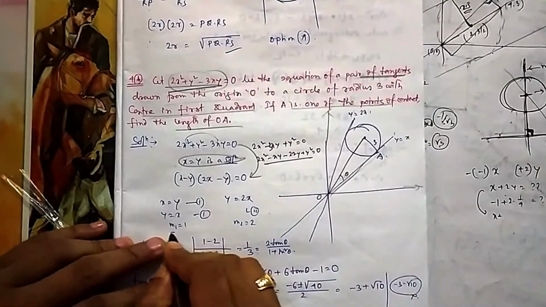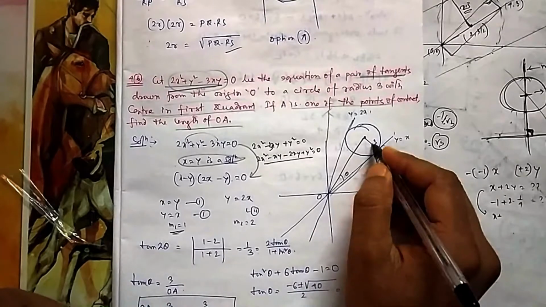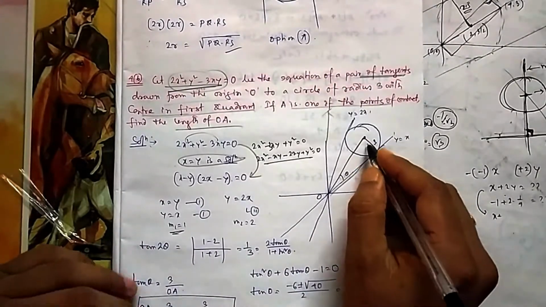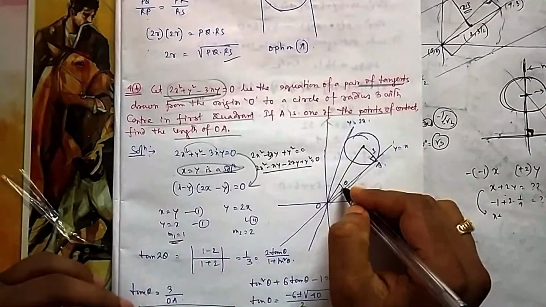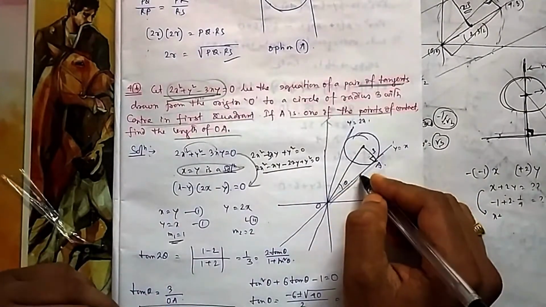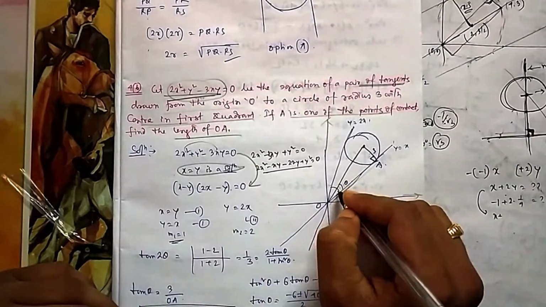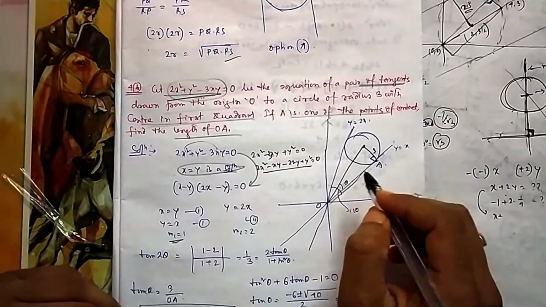Now, the slope of this line: once you know this angle, then you can apply tan theta, because this length you know, this is 3, the radius of this circle. Radius is given 3. So you can find this angle, then you take tan theta. So how to find this angle? This angle is half of this angle. So if this angle is theta, then this angle is 2 theta. So you can find 2 theta using m1, m2.